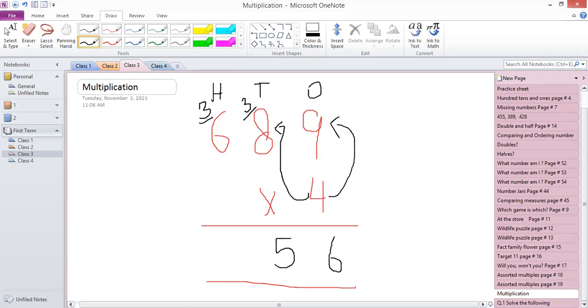Now you will multiply this 4 by 6. 4 multiplied by 6 equals what? 24. In 24, you add 3 and that will be 27. That's fine. So 2756 is the answer.